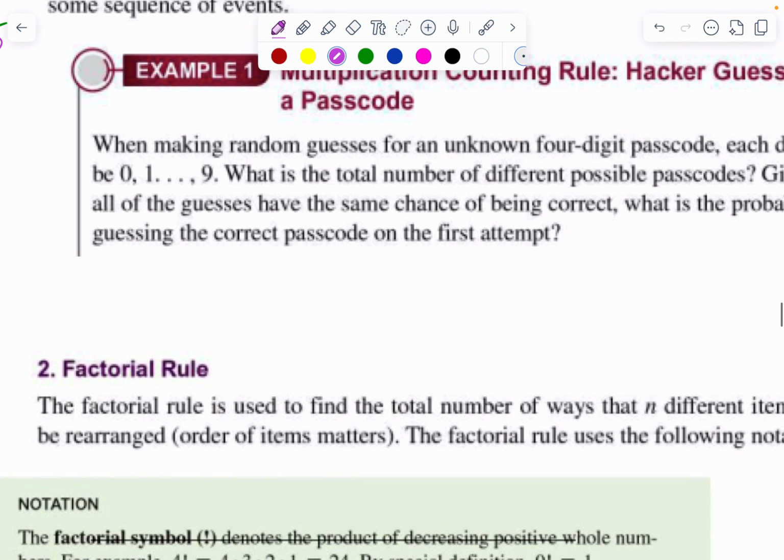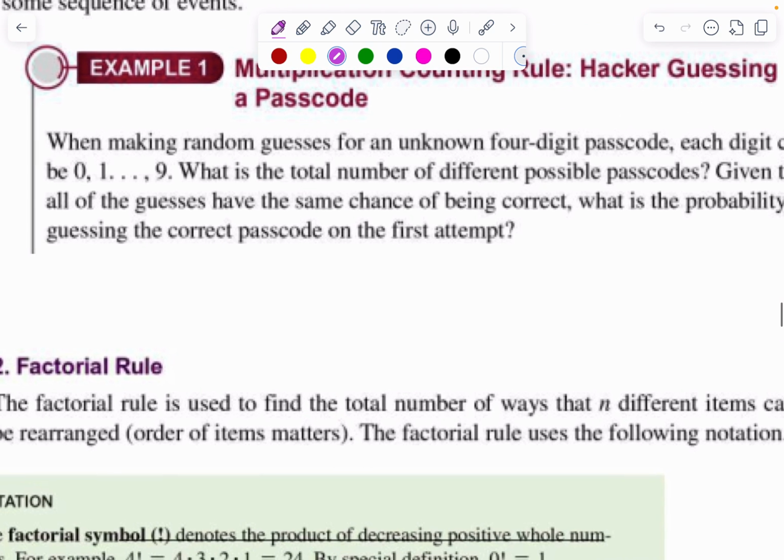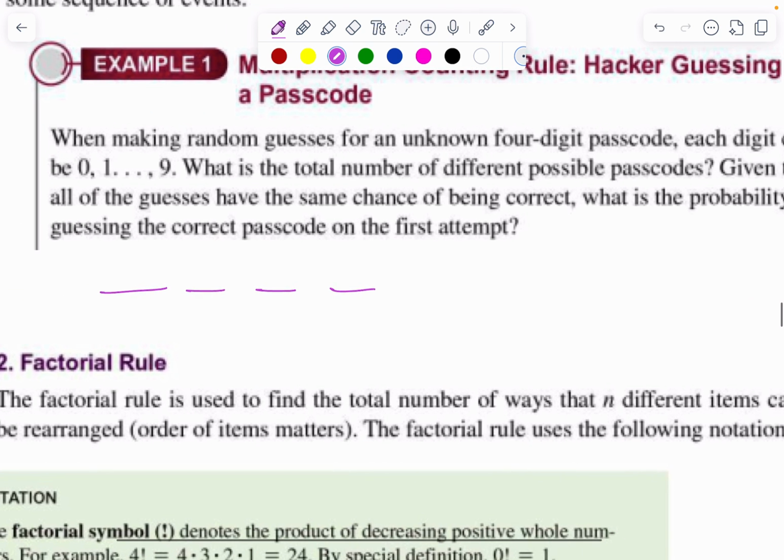Example 1 says, making random guesses for unknown 4-digit passcodes. Whenever they say you have a passcode, 1, 2, 3, 4, I put 4 blanks there. I still do that all the time, every time. Each digit can be 0 through 9. And can you repeat or can you not repeat? It doesn't say, so we're assuming that we can repeat, right? So my passcode could be 1111, or it could be 4782. That's 1 passcode out of a total of how many?